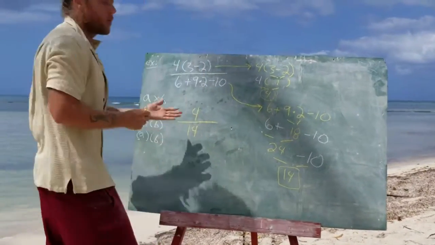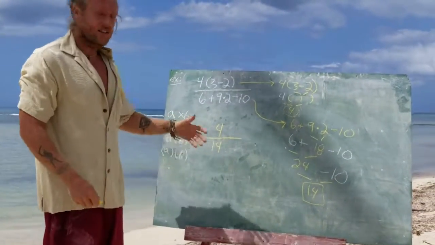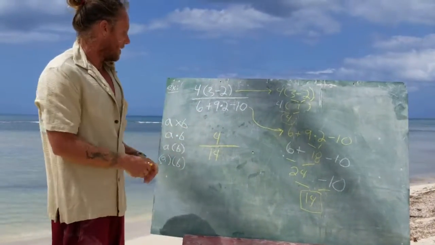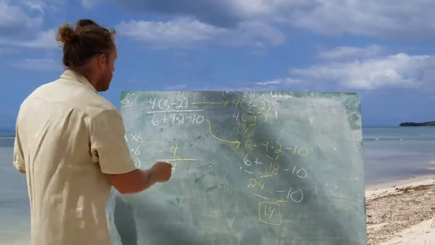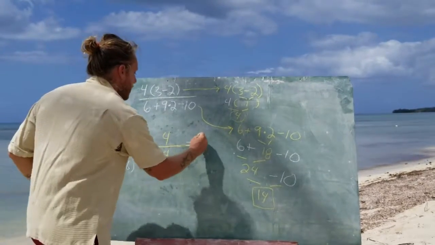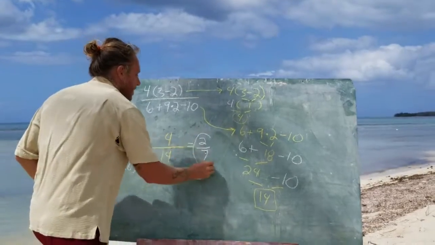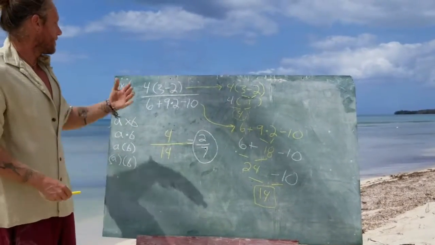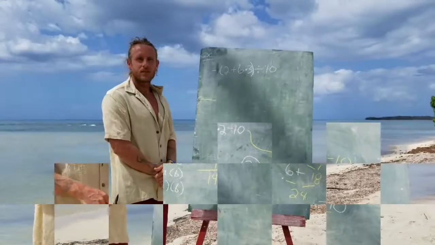Okay. Are we done? Well, we can simplify, right? This is a fraction. This is a division problem. We can simplify these. We can divide both the numerator and the denominator by 2. We're left with 2/7, or 2 over 7, a rational number. We simplify this expression. Let's consider one more example.